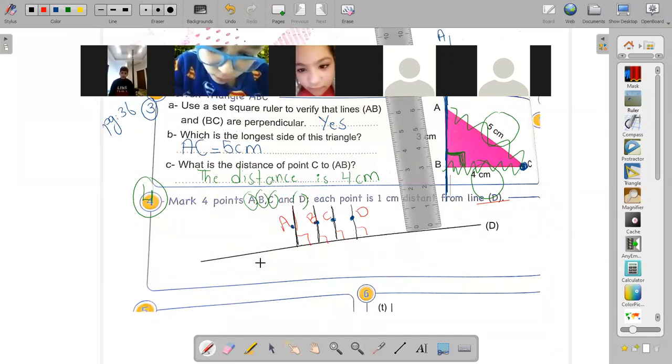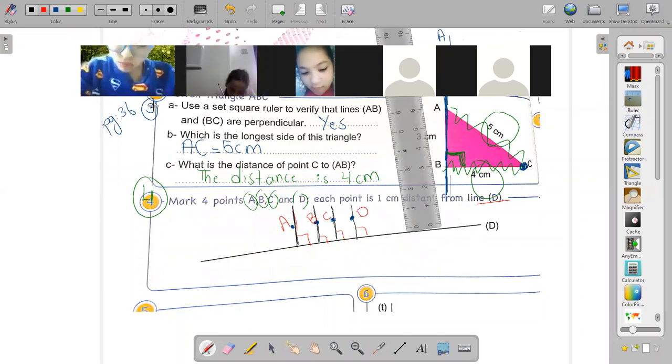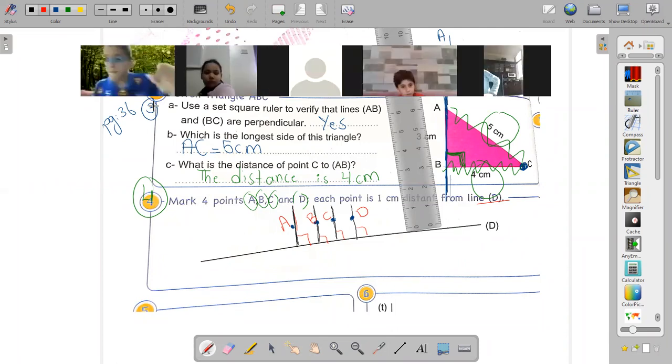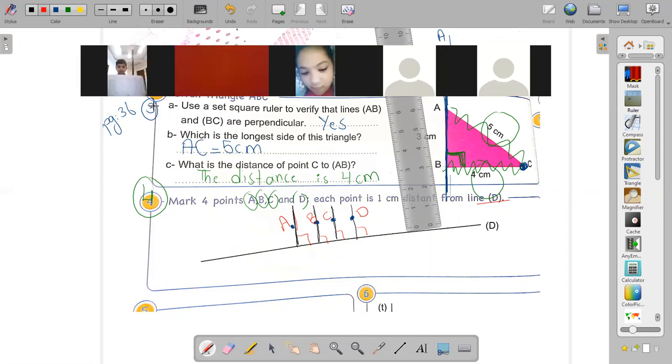Distance from each point to the line, how much? 1 centimeter. Okay. Ali Sayman, why are you not working, Ali? Where's your math book? Here. Did you draw, show me, did you draw the point? Did you place the point, Ali? Yes. Show me. Teacher, I wrote them beside each other. Wait, show me, Ali Sayman.